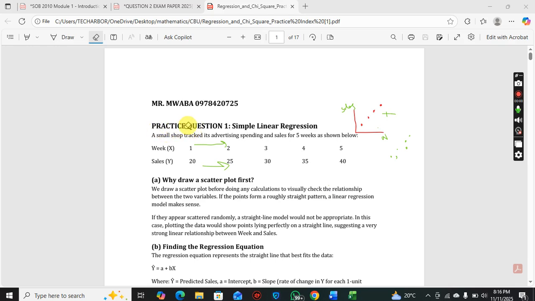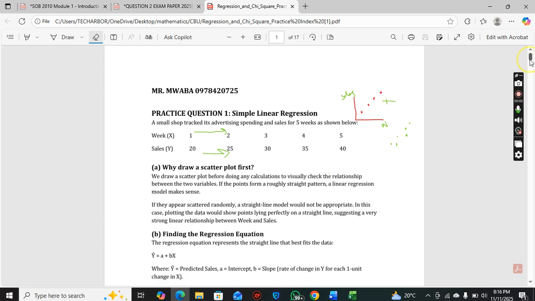A small shop tracked its advertising spending and sales for 5 weeks as shown below. We've been given the weeks as our x variable and the sales as our y variable. So we want to show a linear relationship between the weeks and the sales. So part A, it says what is the purpose of drawing a scatter plot?